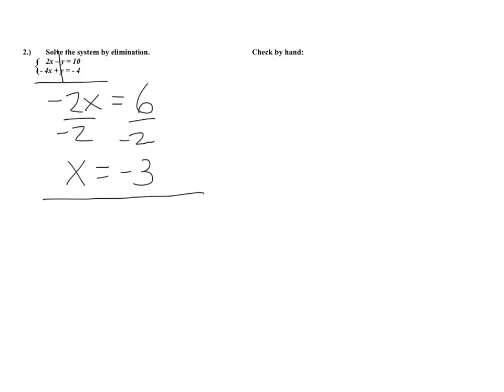I'm going to go ahead and put it into the top equation. So I'm going to have 2 times -3. And if you've already done this problem and plugged it into the bottom equation, that's fine. You should get the same thing as me. So I have 2 times -3 minus y equals 10.